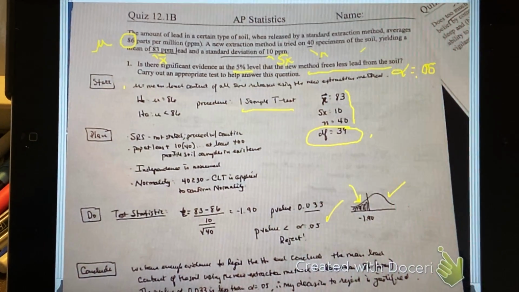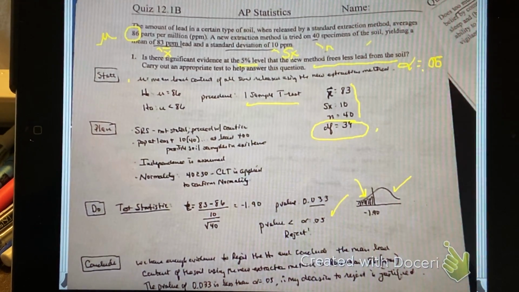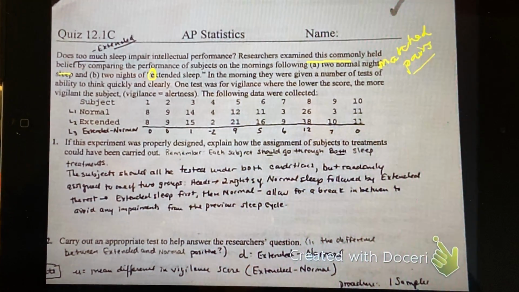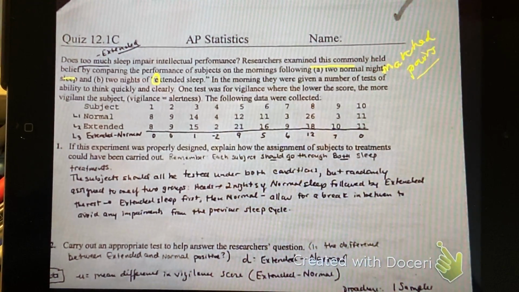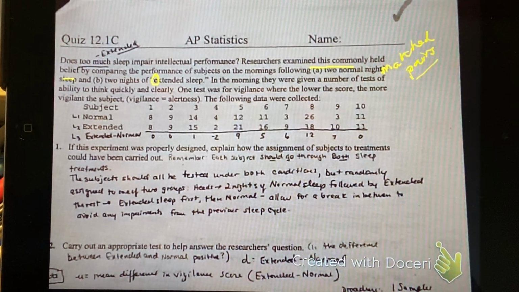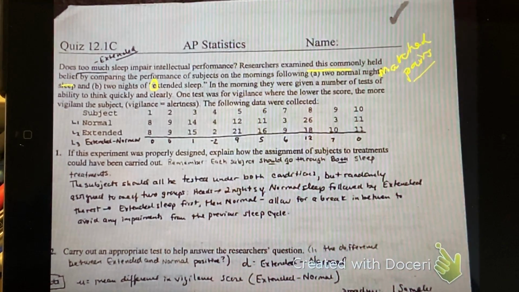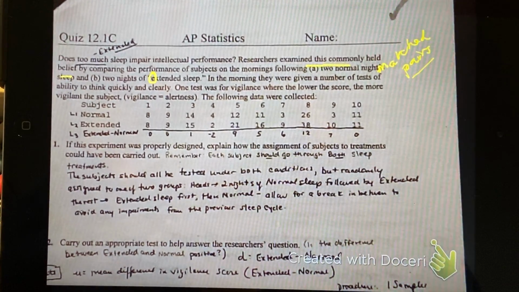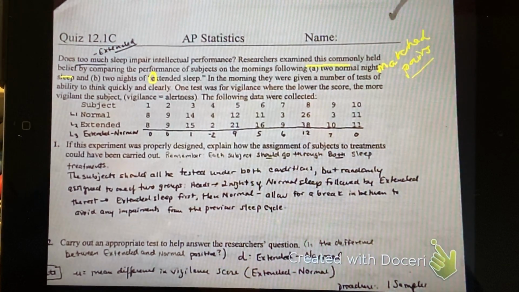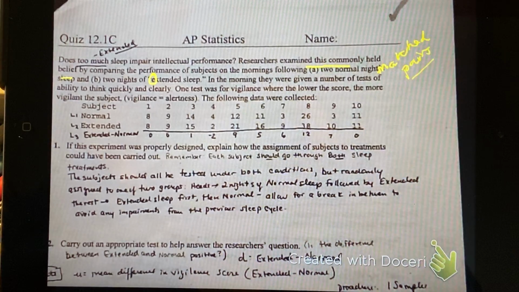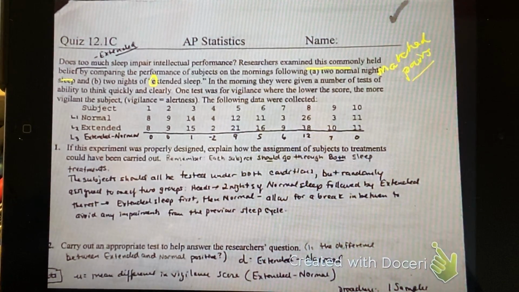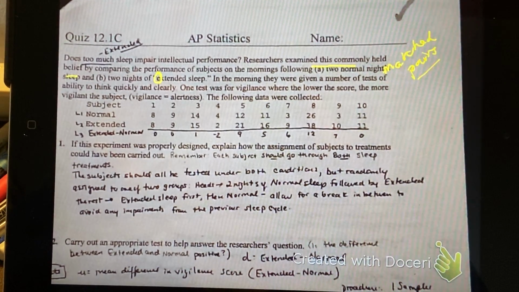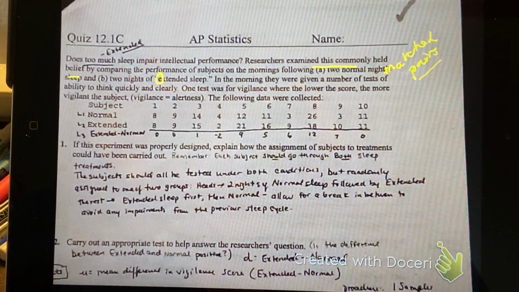Sorry about that, I lost my page. That these numbers for extended were higher than the numbers for normal. And so if I did extended minus normal, then I'm hoping to have positive results. Okay, but positive results means that extended sleep did impair.